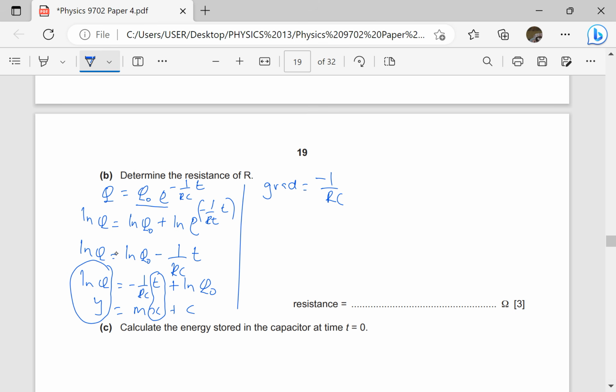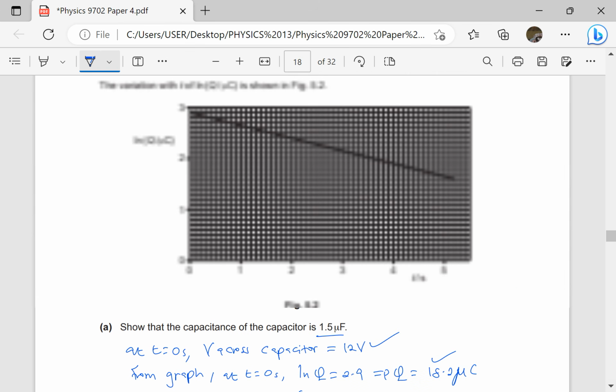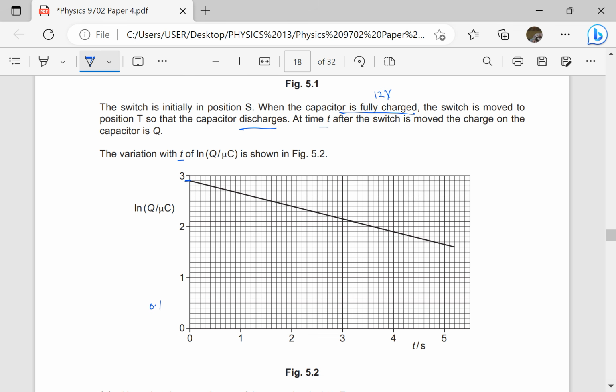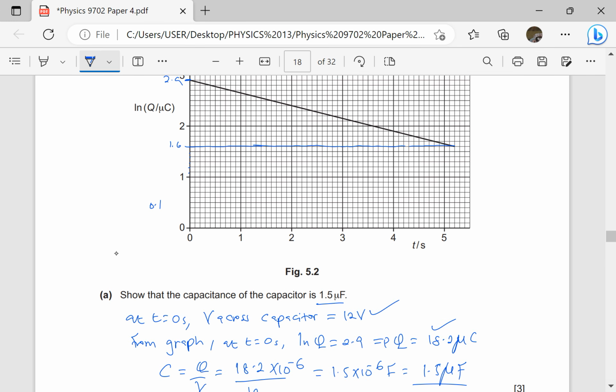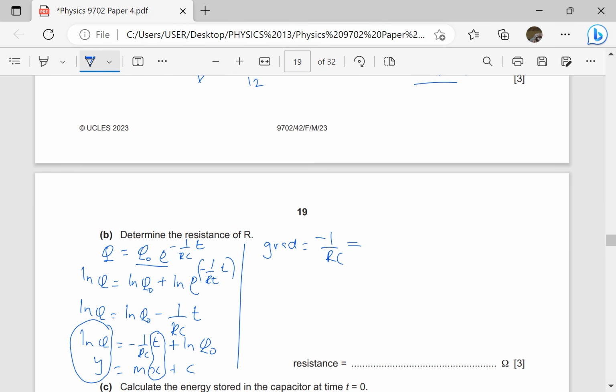So if the gradient is -1 over R times C, I'll just try to find the gradient on the y-axis from the graph. So let's go to the graph here. We are starting from 2.9 and we are stopping at this point here. I think this is 1.1, 2, 3, 4, 5, 6. So this is 1.6. So y2 is 1.6, y1 is 2.9. Then x2 is going to be 5.2 here. That is 5.2. So I'm finding the gradient.